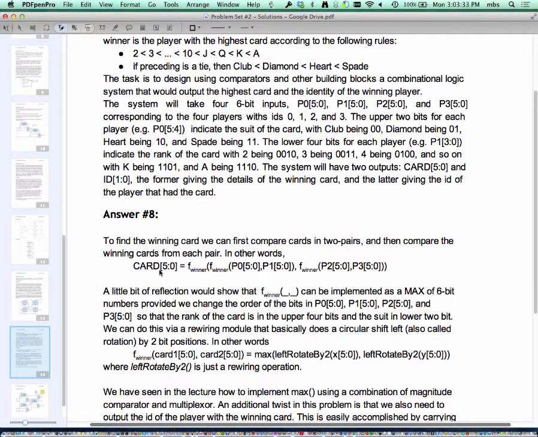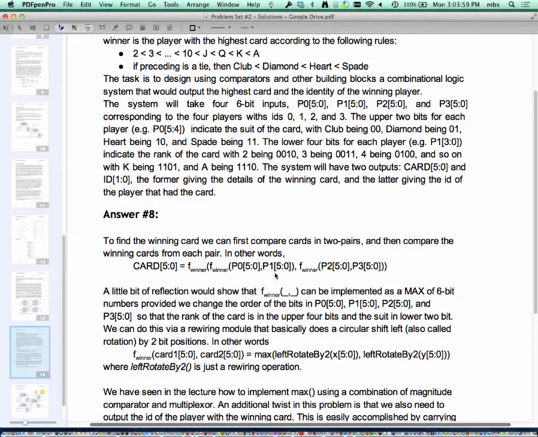I mean, so that part is easy. I can do winners 2 at a time. So I basically said the winning card, the card output, is the winner of the 2 individual winners. So I'm going to imagine I have some function that I've implemented, f sub winner. I'll apply f sub winner to the card from player 0 and player 1. And likewise, I'm going to apply it to the card from player 2 and player 3.